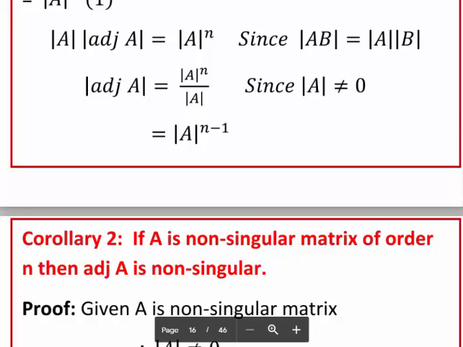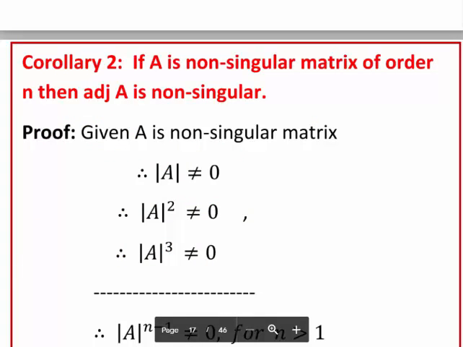Let us go for the next result. If A is a non-singular matrix of order n, then adjoint of A is also non-singular. Means if determinant of A is non-zero, then we have to discuss whether determinant of adjoint of A is also non-zero or 0. So the answer is yes, determinant of adjoint of A is also non-zero. How do we prove this? Let us go through the proof.